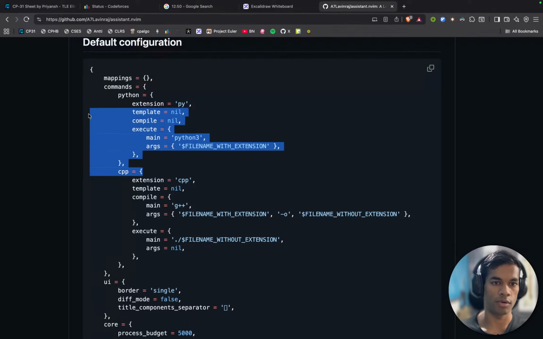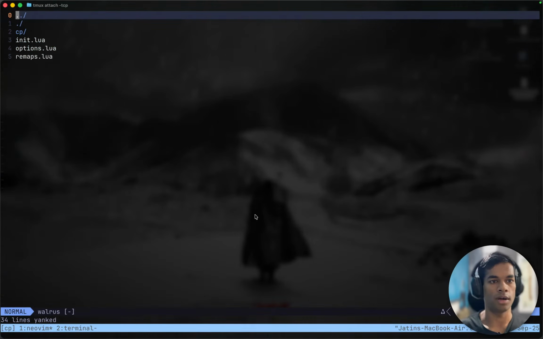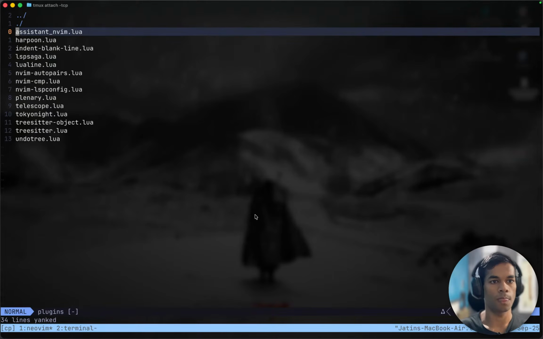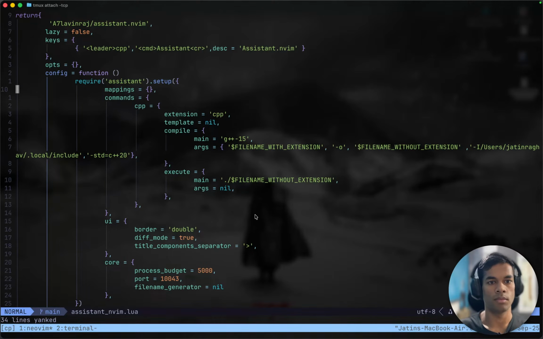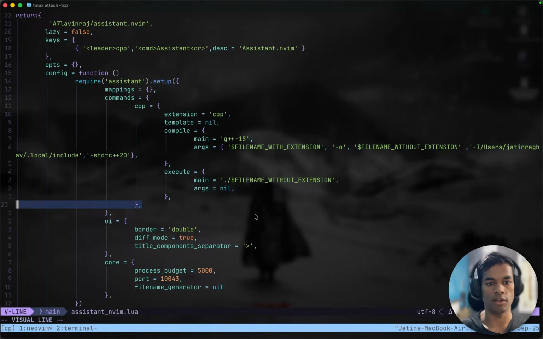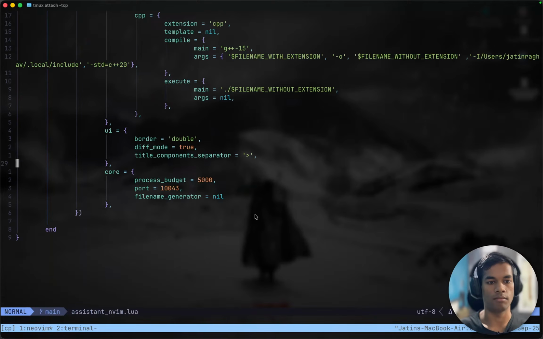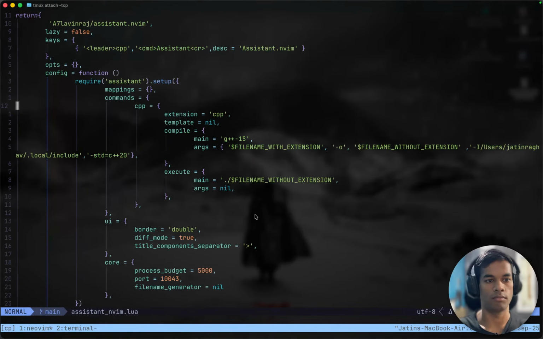Python is bad. I do not want Python. Commands Python. I have removed Python from my configuration, but still I do see Python in Assistant New. I only have CPP, but I do see Python somehow in the prompt.